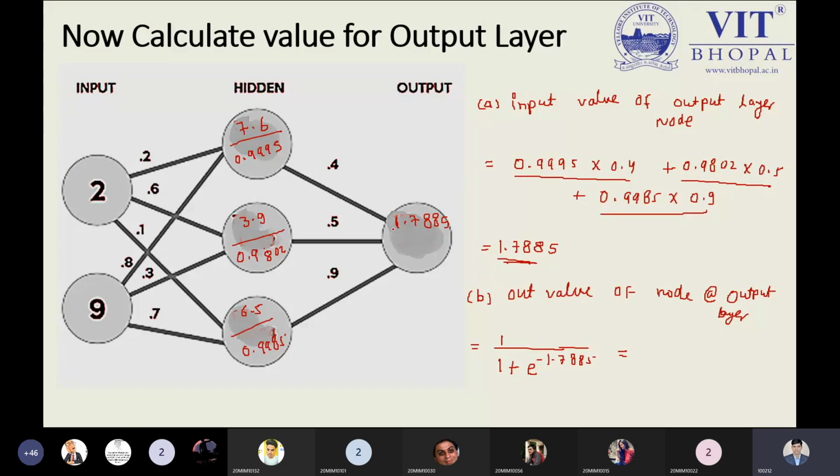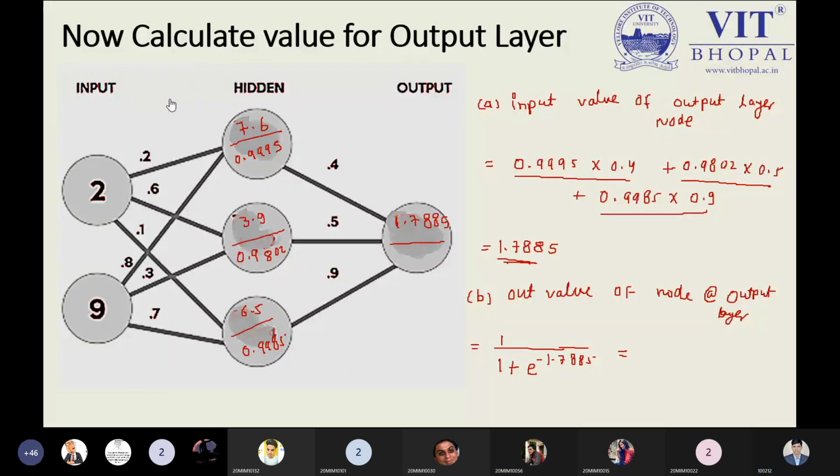So I can put these values over here. Keep in mind this value should come into the 0 to 1 range only. If you are getting more than 1, or less than 0, it means you are not calculating correctly. Just tell me right now what value you are getting. 0.8567. Yes, sir, 0.8567.